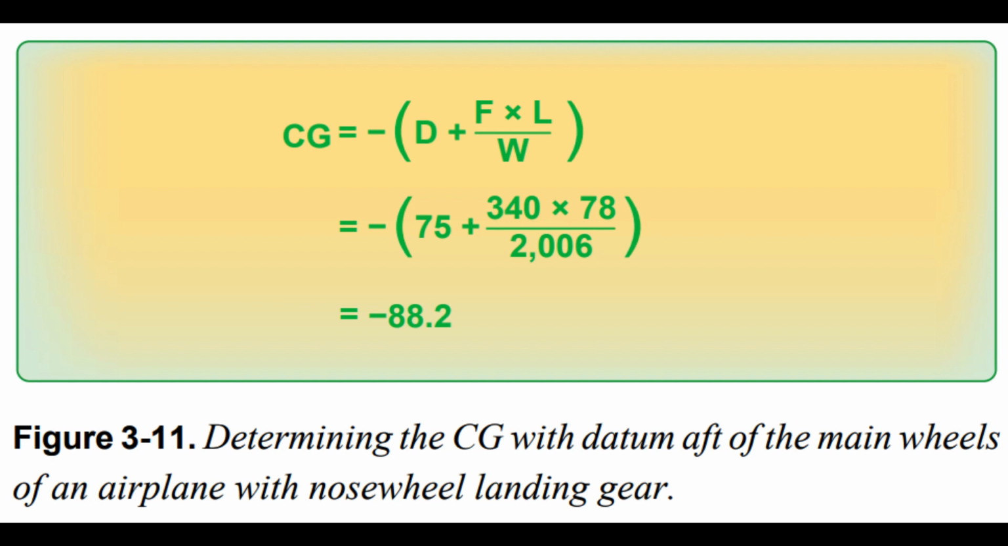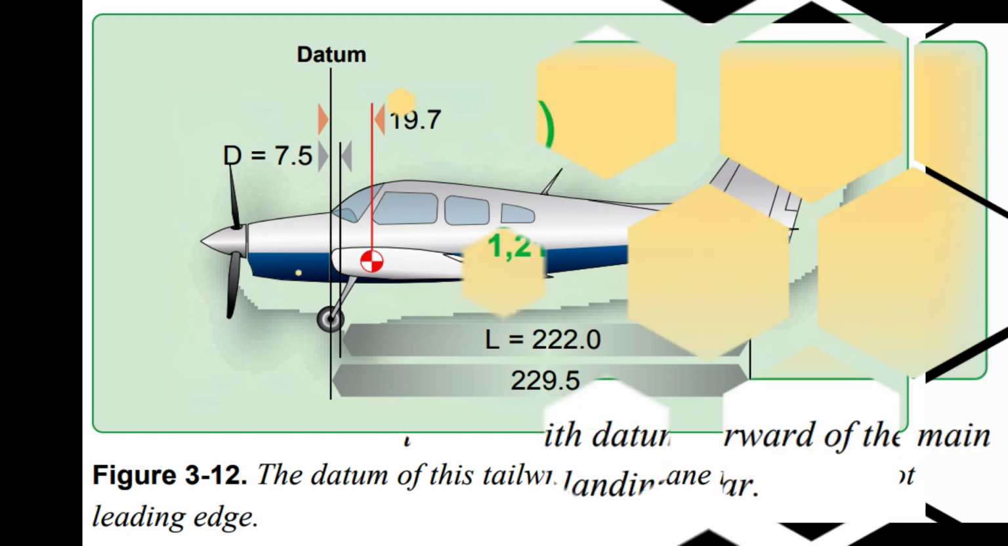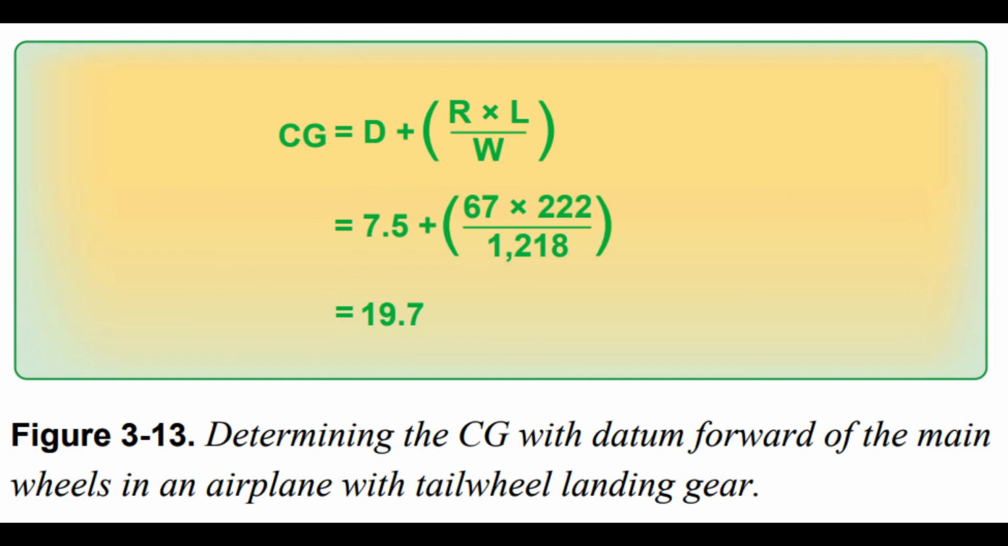Datum forward of the main wheels, tail wheel landing gear. Locating the CG of a tailwheel airplane is done in the same way as locating it for a nosewheel airplane, except the formula is different. The distance, d, between the datum of the airplane in Figure 3.12 and the main gear weighing points is 7.5 inches, the weight of the tailwheel, R, is 67 pounds, and the distance, L, between the main wheel and the tailwheel weighing points is 222 inches. The total weight of the airplane, W, is 1,218 pounds. Determine the CG by using the formula in Figure 3.13. The CG is 19.7 inches behind the datum.